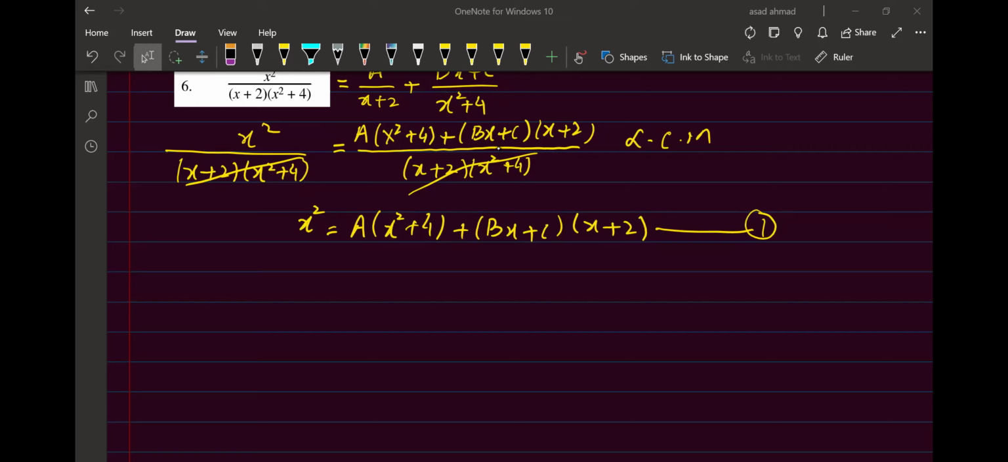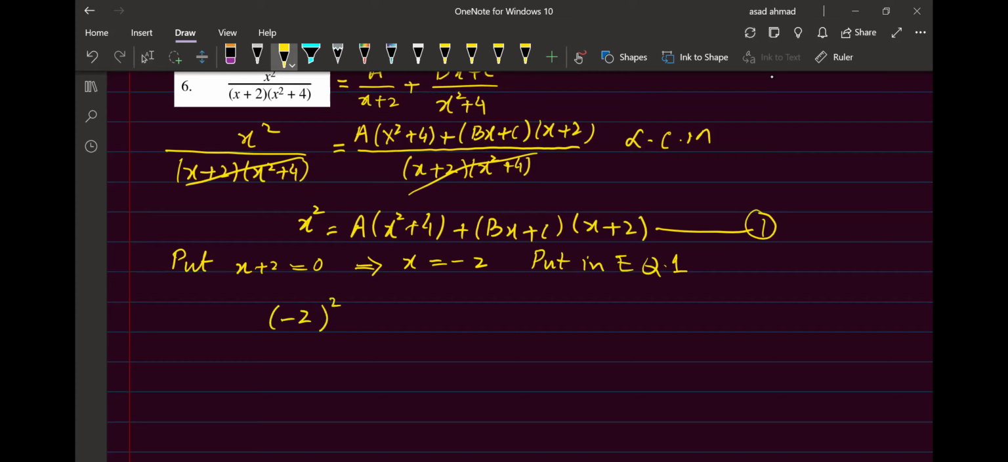We have only one linear factor, so we will substitute x plus 2 equals to 0. From here, we will derive the value of x, that is x is equal to minus 2, and we will substitute it into equation number 1. So once you write x as minus 2 everywhere in this equation, we will get an equation of the form, substituting the value of x as minus 2 in all parts.